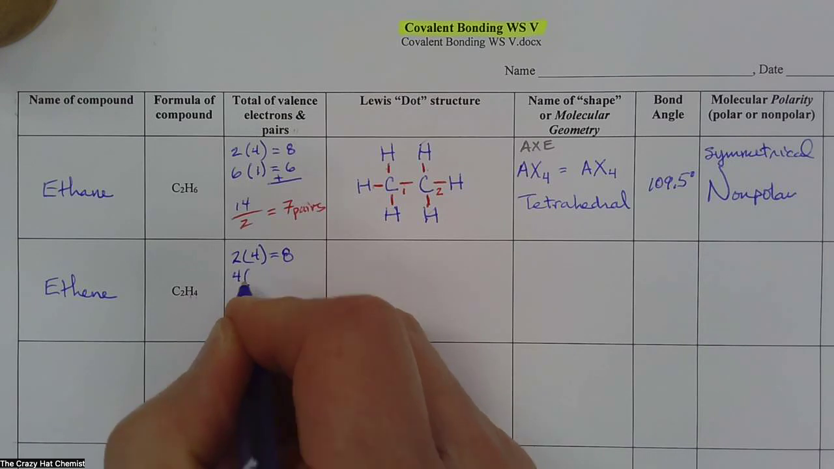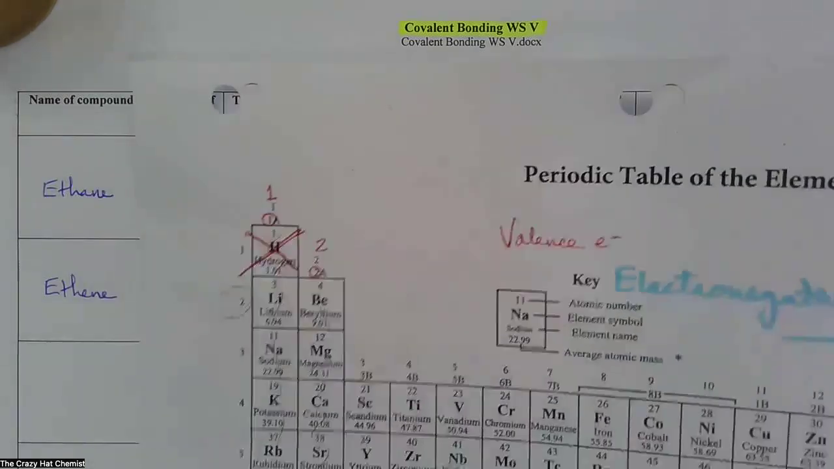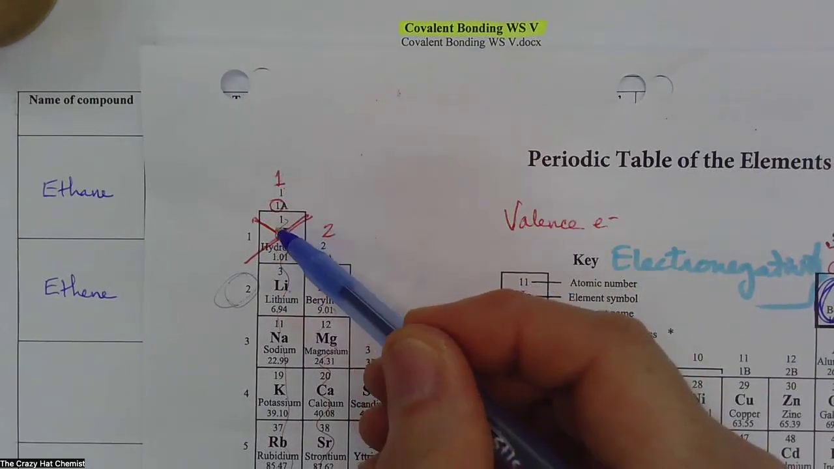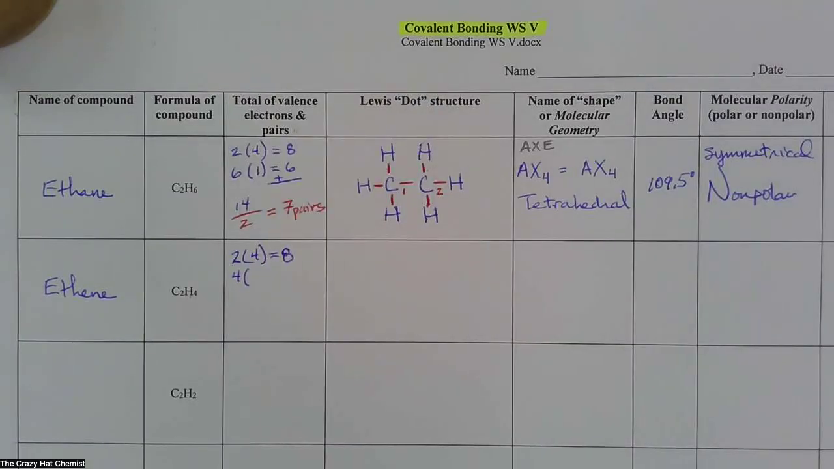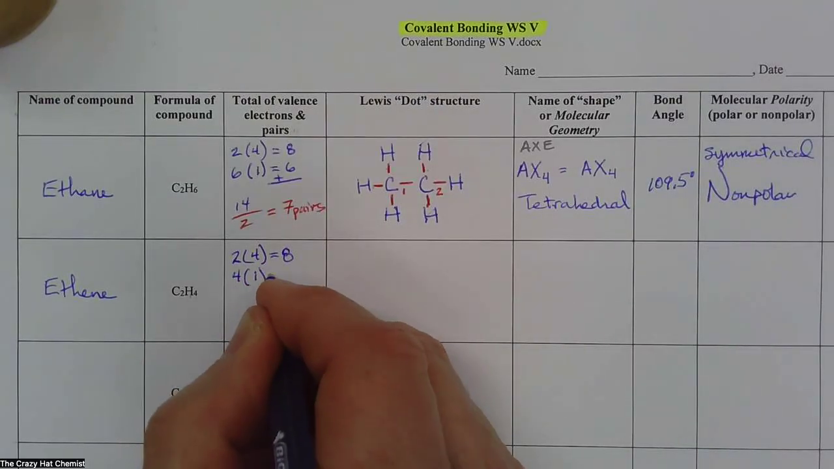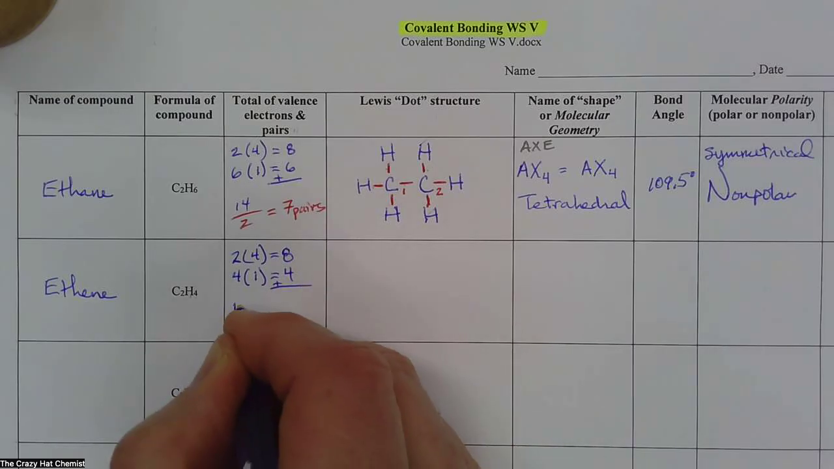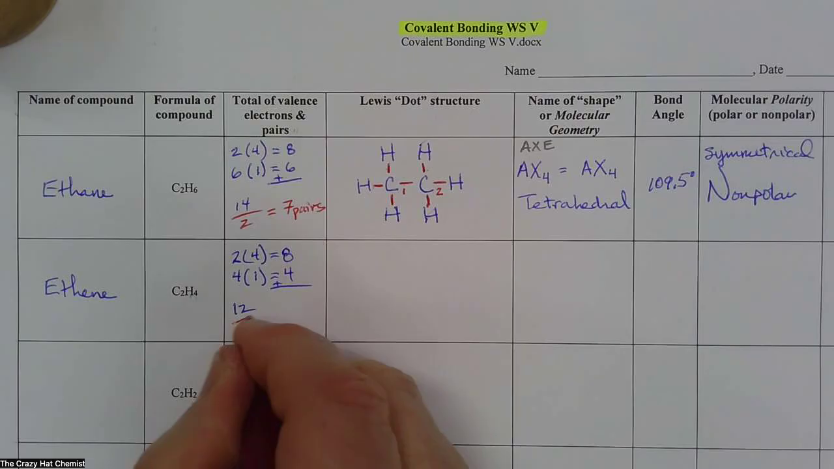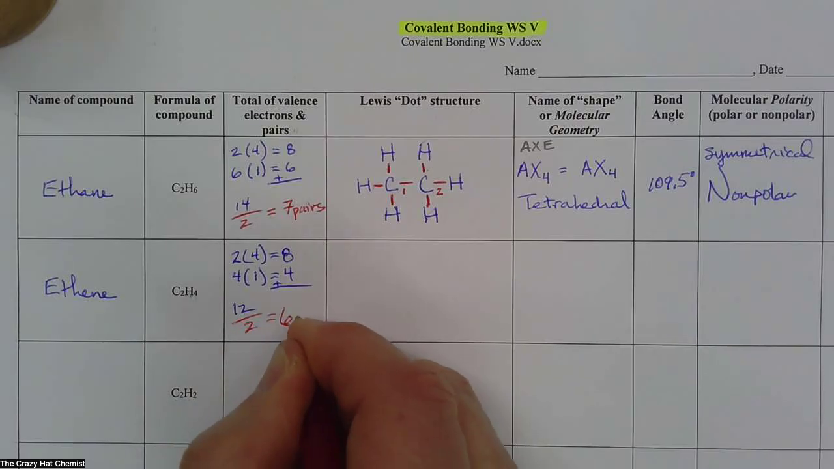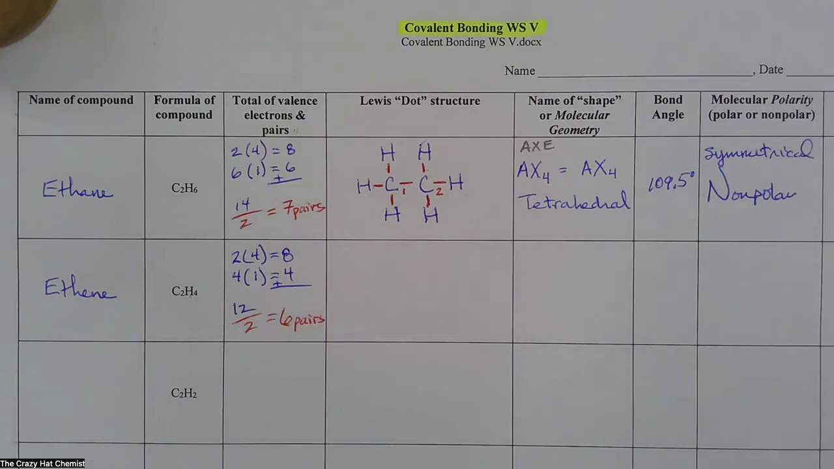Hydrogens. How many hydrogens? There are 4 hydrogens. And how many valence electrons in a single hydrogen? That is 1. So that's 4 times 1, that's 4. I'm going to add these up here, and that will be 12. I always divide by 2, and that will give me 6 pairs. Perfecto.